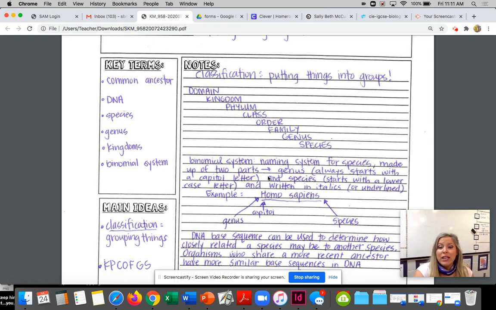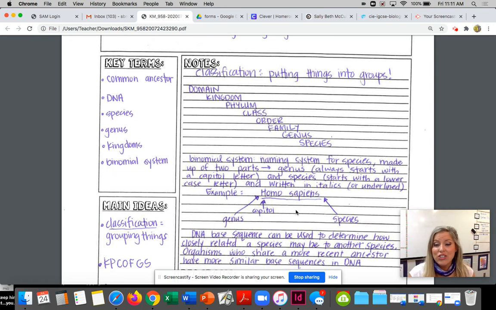So if you were to receive a test question that says, what is the genus of the following? Or what is the species of the following? Know that the first word is the genus, second word is the species. And there are some pretty unique words because it's typically based off Latin.